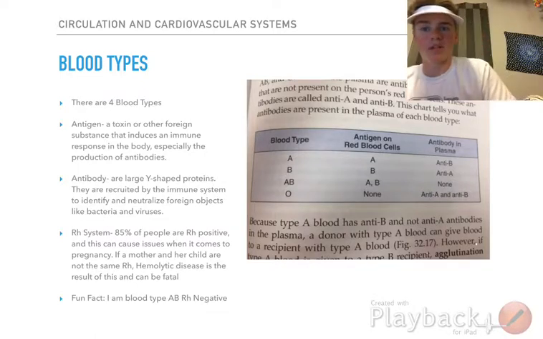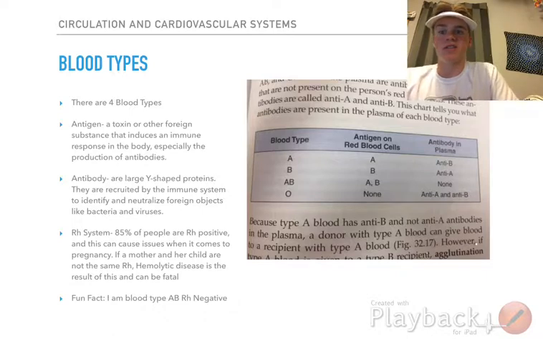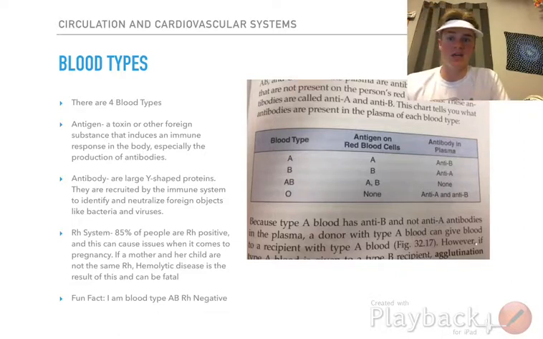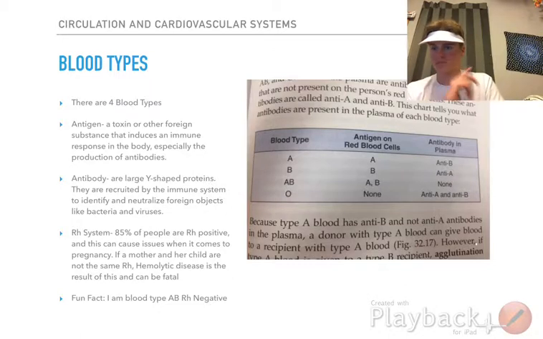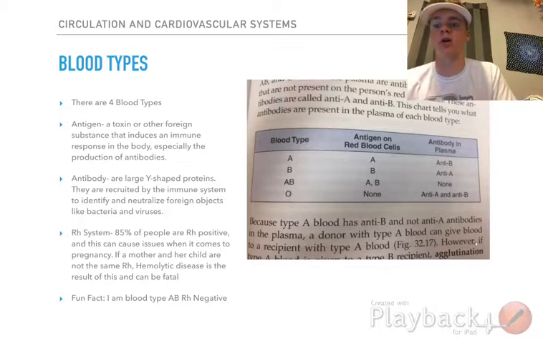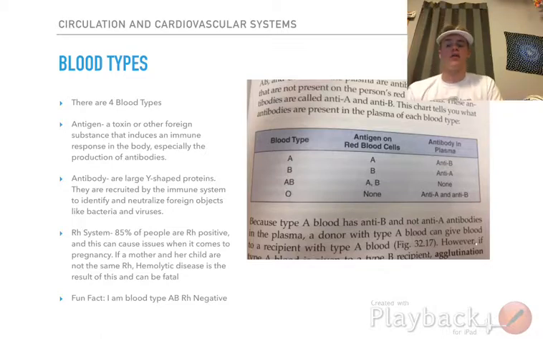And so if you look at blood type A has antigen A on the RBC, and then the antibody in the plasma would be anti-B. Blood type B has the B antigen and the anti-A antibody. AB has the A and B antigen but has no antibody, and then O has no antigen but has both anti-A and anti-B. And then also the RH system, 85% of people are RH positive and the other 15% are RH negative.